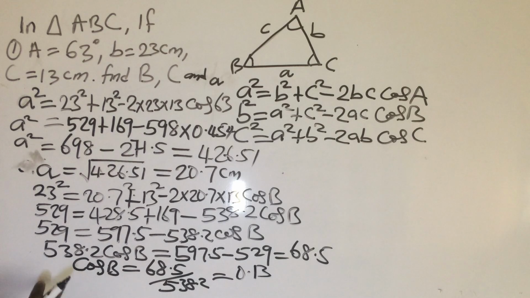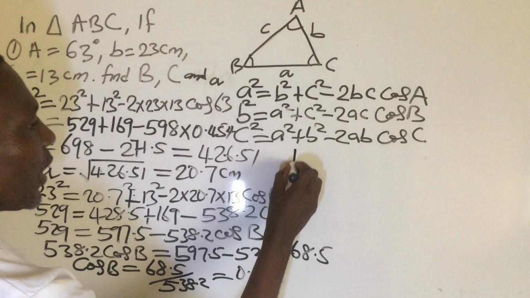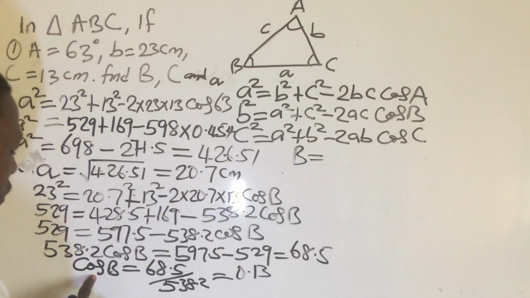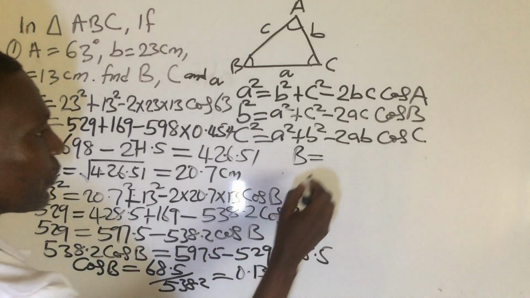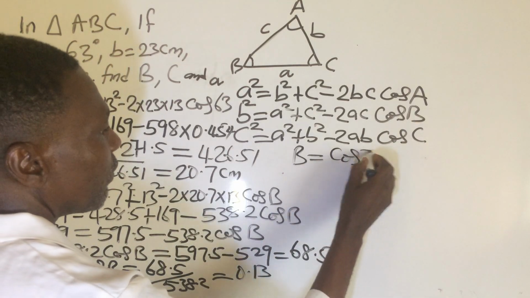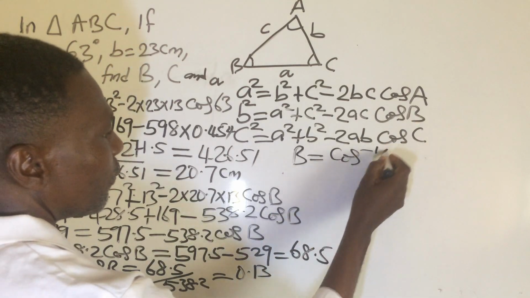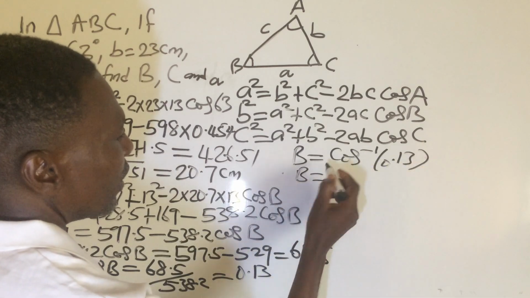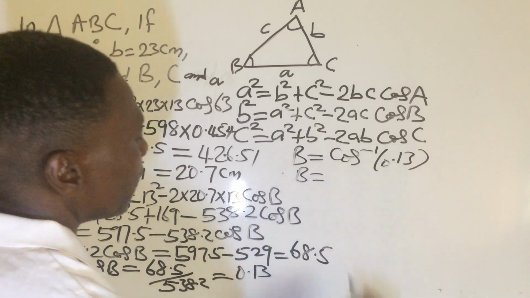Then making B the subject of formula, we need B. We now have B equals cos inverse of this value. This is cos inverse of 0.13. And when we use our calculator to find the cos inverse, what is the final answer?